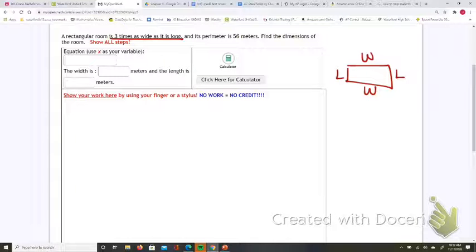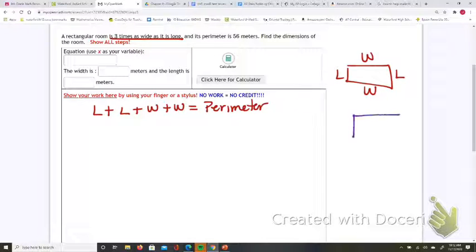Okay, now we're going to say that we always start with the small side. So the L is the small side. So we have L plus W equals perimeter. Okay, now I'm going to redraw a new picture, and we're going to decide that the short sides, the L's, are going to be x. Okay? Now I'm going to go back up here to what it said, and this one's different.